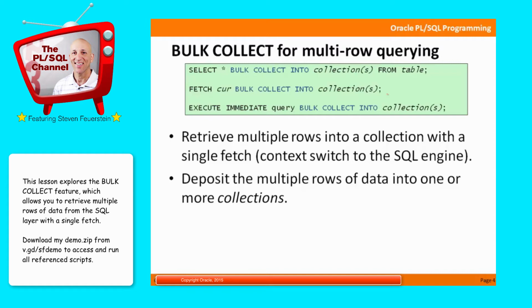It could be a single collection of records, but if I'm fetching multiple columns of information, then I might have a set of individual collections that I'm retrieving the individual column data into. You just have to make sure that the number and types of the data in the collections match the data being retrieved in the select list of my query.